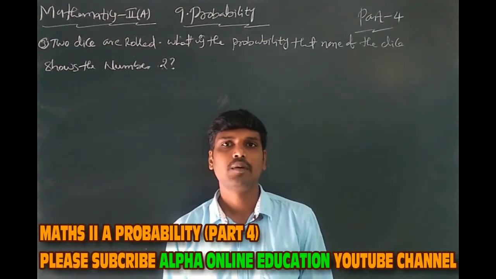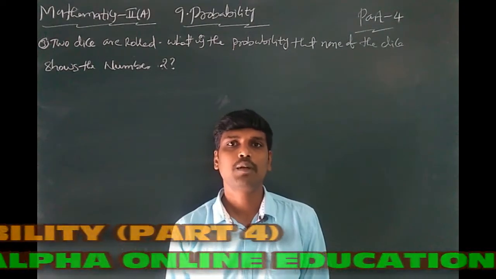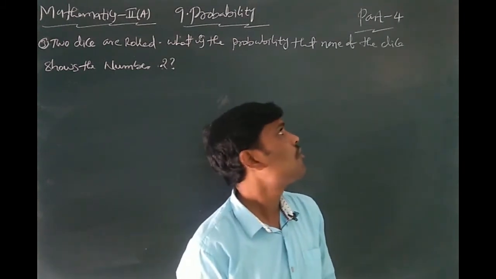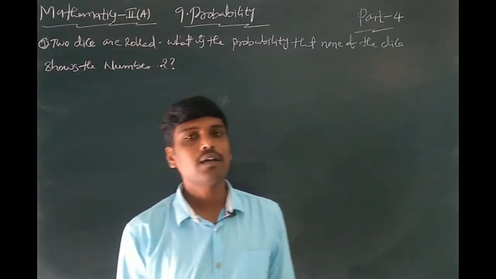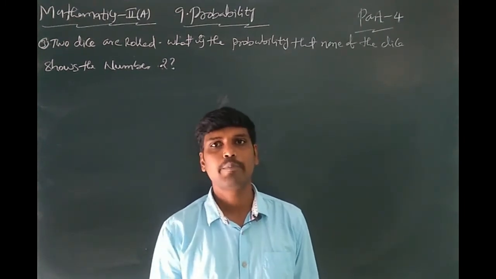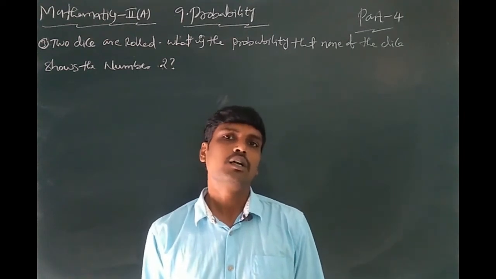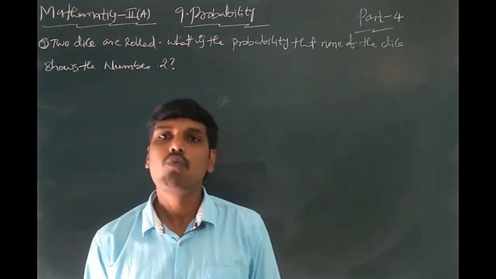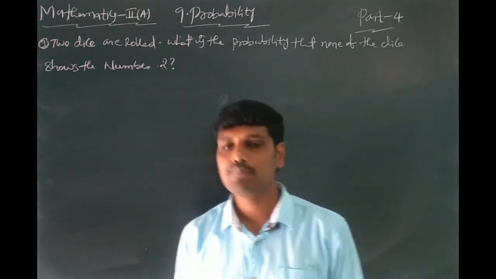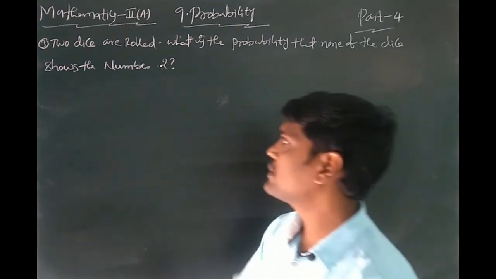Ninth chapter, probability. This chapter belongs to Mathematics 2A, part 4. The last part completed important four marks problems in probability. Today we discuss one more important probability four marks problem, that is question number 3.